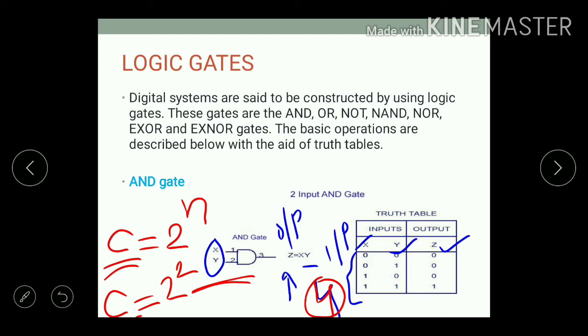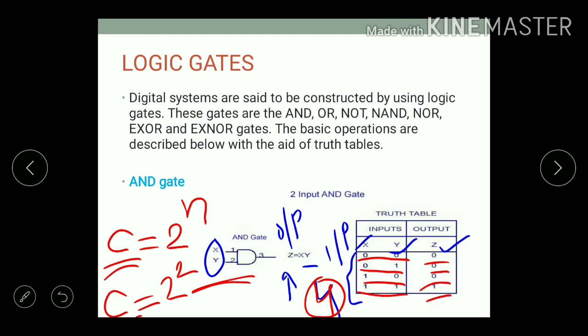The AND gate output is the multiplication of both the inputs. So if we multiply X and Y, we get the output of the AND gate. The first combination is 0 0, so 0 into 0 is 0. Then 0 into 1 is 0, because any number multiplied with 0 gives 0. Then 1 into 0 is 0, and 1 into 1 is 1.